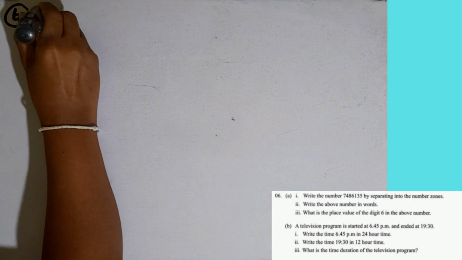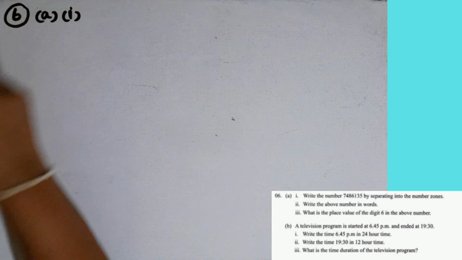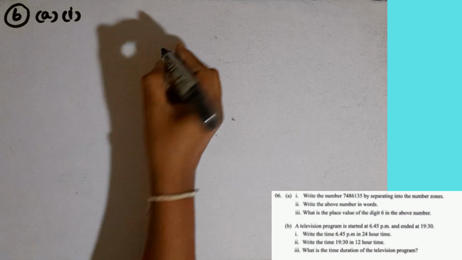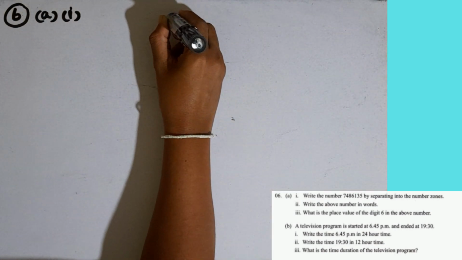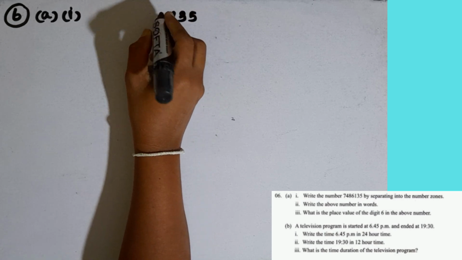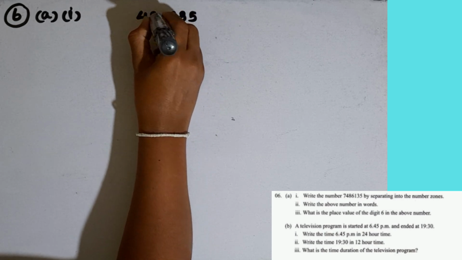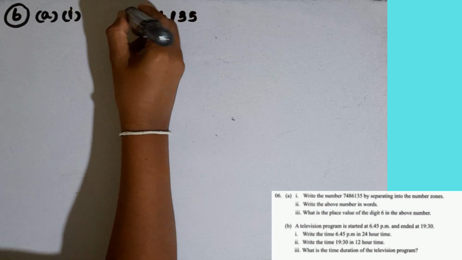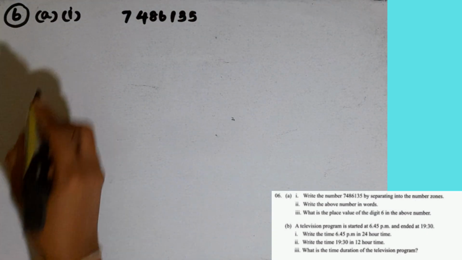Question number 6. A part. First part. Write the number by separating into number zones. We can separate, starting from the right hand side, groups with 3 digits, starting from 5: 1, 3 and 5 in one zone, then leaving a small gap, 4, 8, 6, then 7 along.